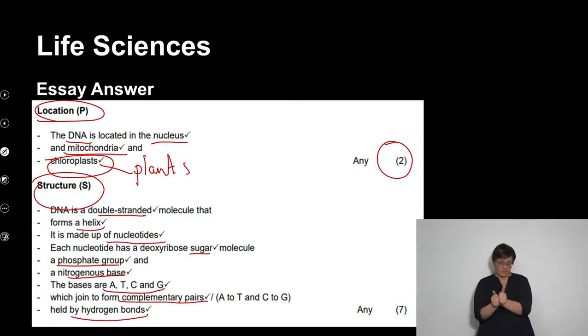So if you think about it, it's quite systematic in terms of the way you can arrange your answer, and think about it logically. Think of the diagram, double-stranded helical structure. Then you discuss the nucleotides, and you also mention the base pairs and how they're bonded together.